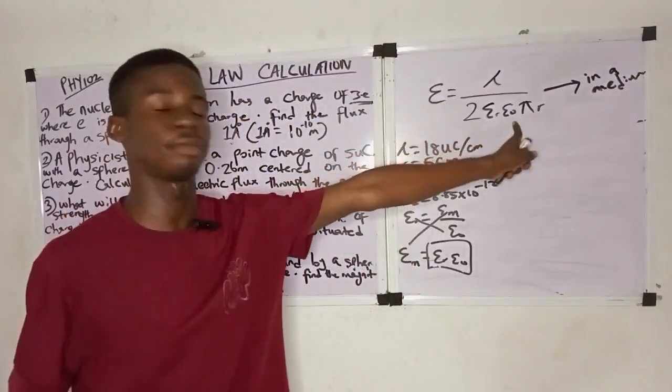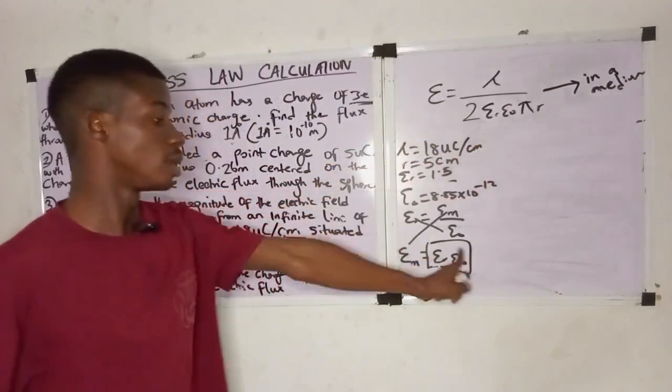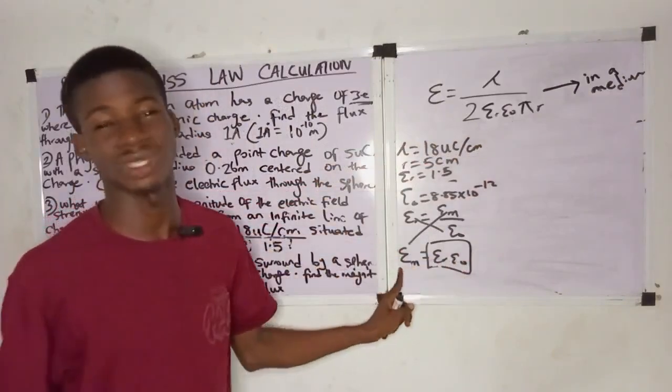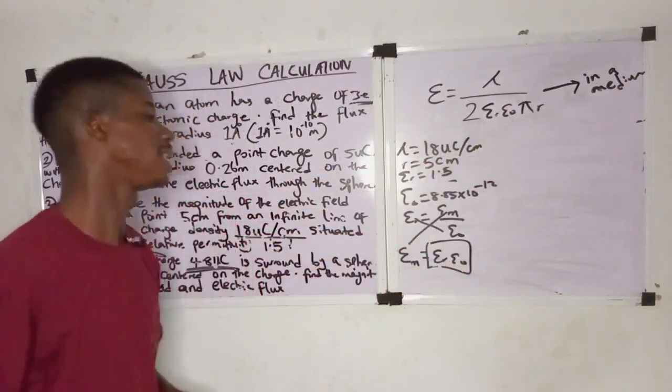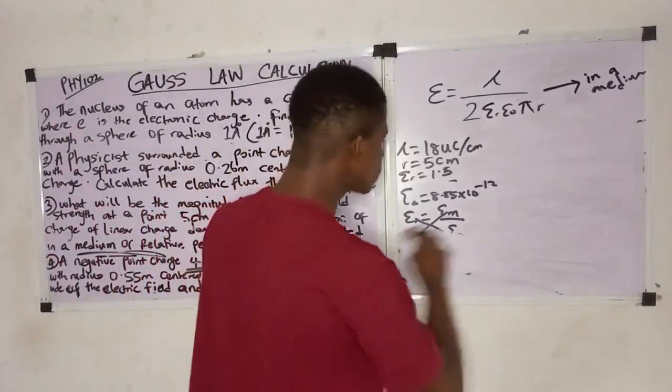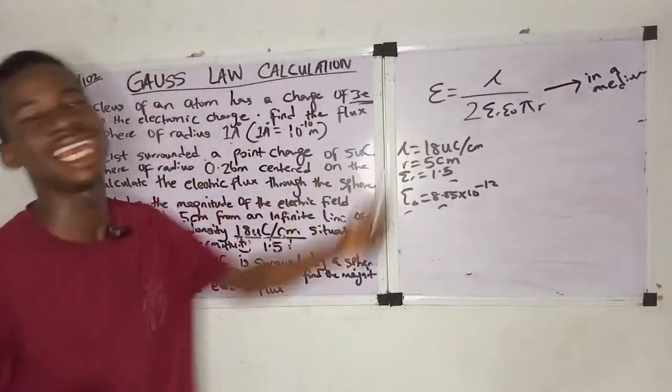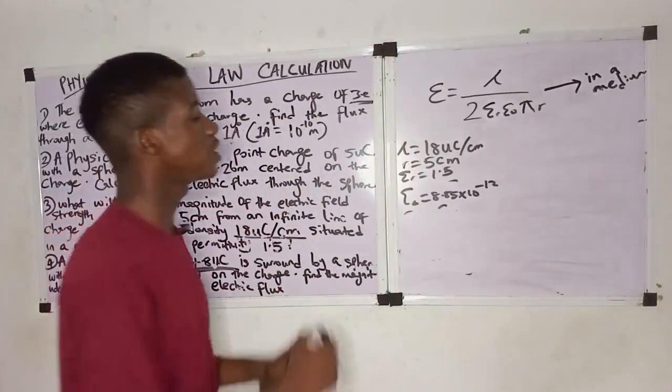ER times E naught, multiplying each other, is still the same thing as the permittivity of the medium. So this formula we are going to use to calculate the electric field. Okay, so let's continue.